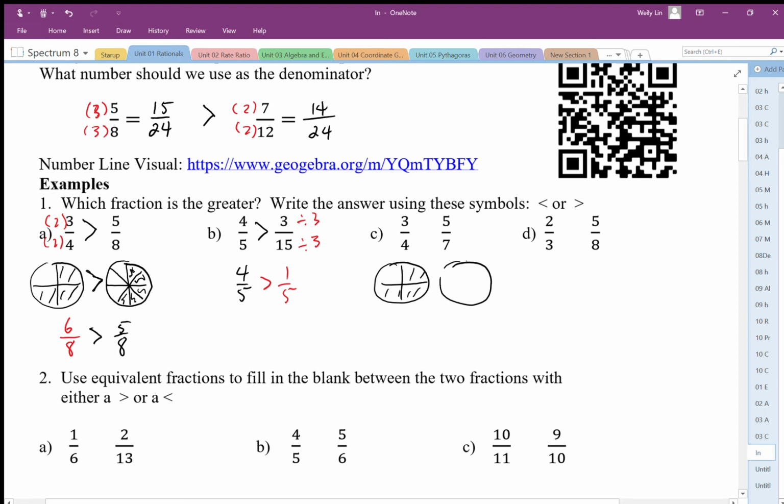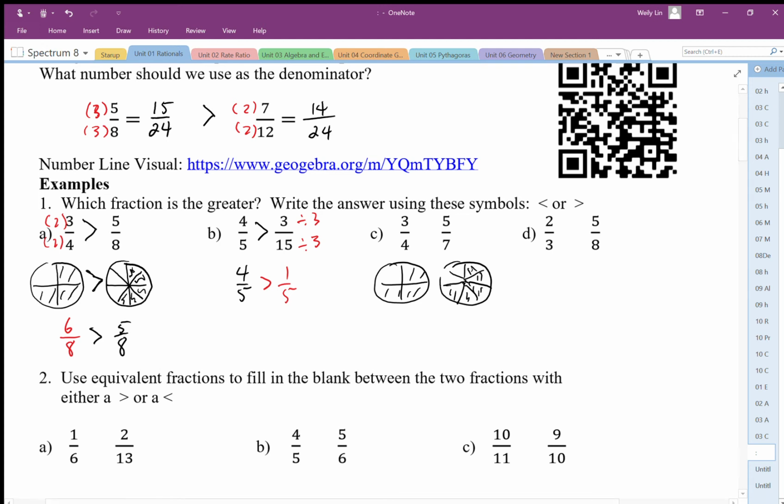5/7 is really hard to draw. I'm going to give it a shot. Okay, so 5/7 is 1, 2, 3, 4, 5, and it's kind of hard to see, but if we were to guess, it looks like 3/4 is just a little bit bigger. Okay, but it's hard to tell.